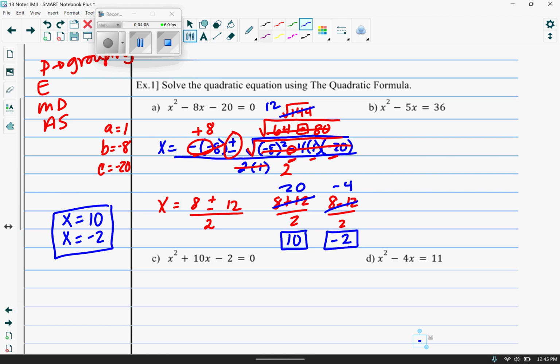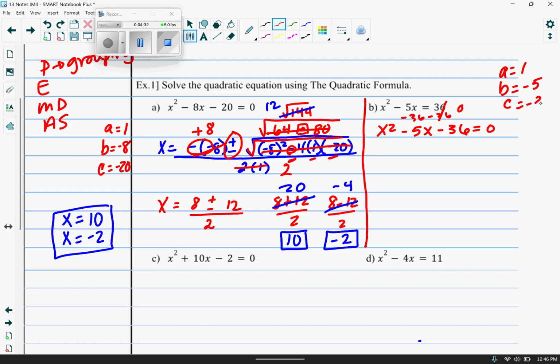On B, first of all, I need to put it into standard form. So I need to go minus the 36, so it's set equal to 0. So I get x squared minus 5x minus 36 equals 0. My A is 1, my B is negative 5, and my C is negative 36.